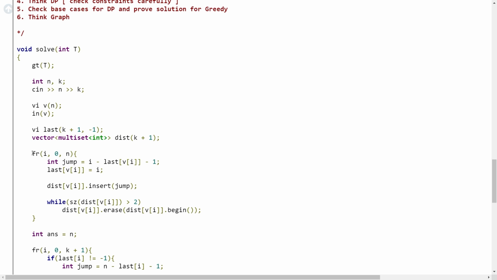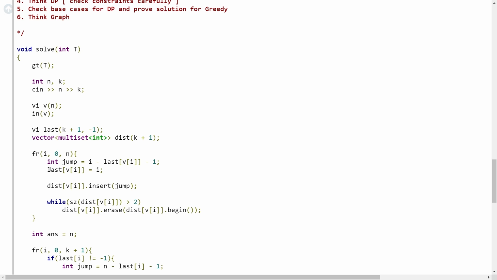Now what I do is I create a for loop and I calculate the value of jump. So what will be the value of jump? I am currently at position I. The last position at which my current color was observed was last of v of I. So v of I is my current color, and last of v of I was the last position at which my current color was observed. If I am looking at color 3, last of v of I will give me the last position of 3 before the current position. So the number of elements between these two positions is going to be I minus last of v of I minus 1.